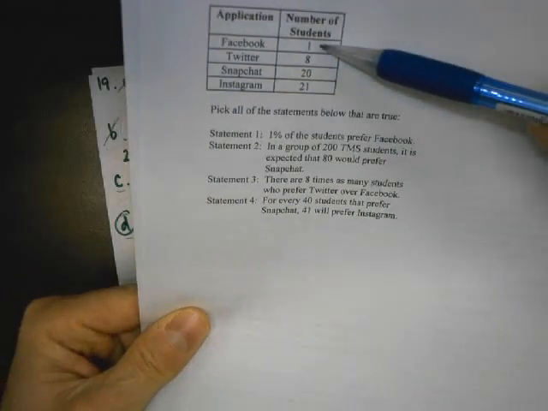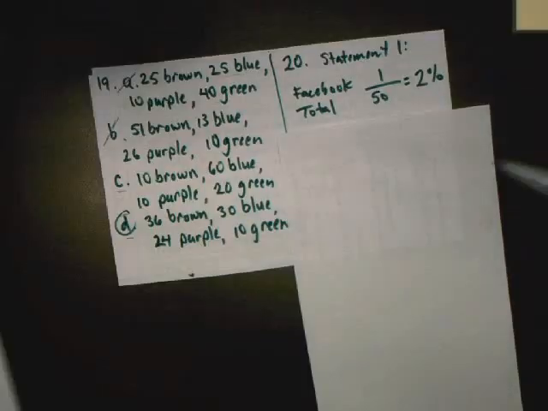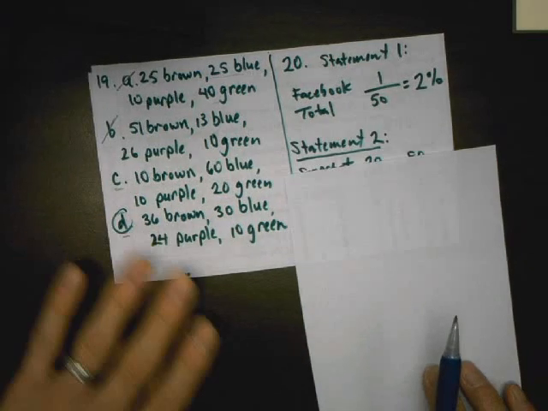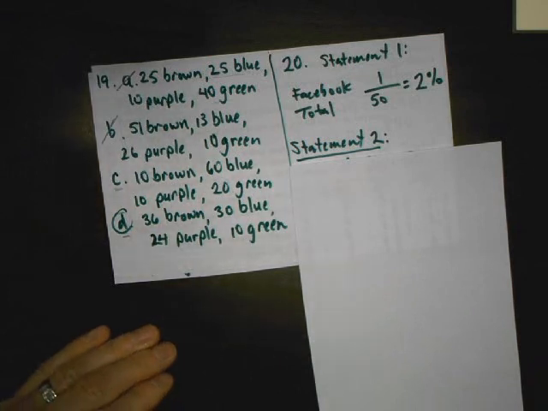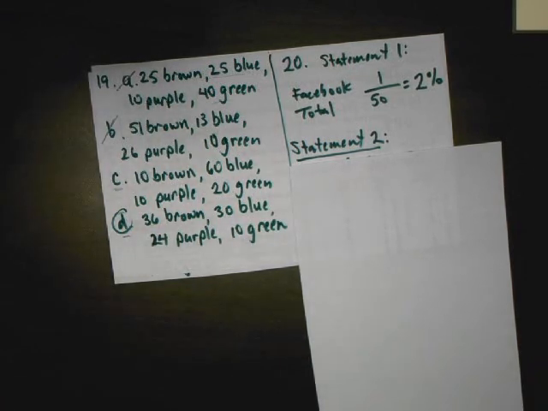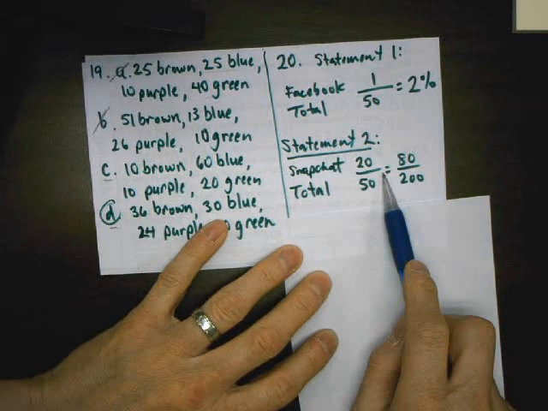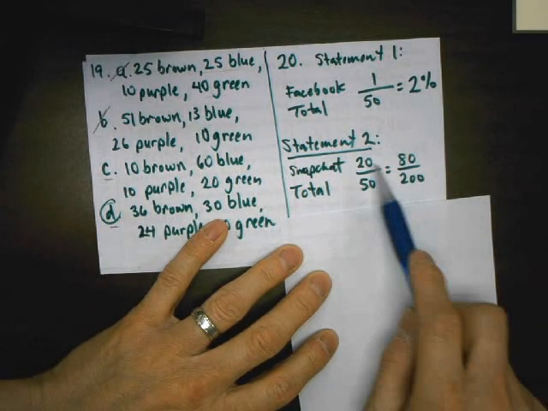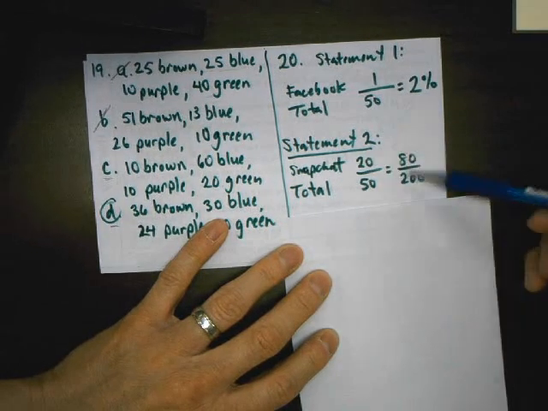Statement 2. It says out of 200 students, it's expected that 80 would prefer Snapchat. Well, according to the table, 20 out of 50 prefer Snapchat. So if 20 out of 50 prefer Snapchat, is it true that 80 out of 200 would prefer Snapchat? So in other words, is this proportional to this? So I write a proportion and check. I can cross multiply and see if I get the same thing. Or if you see this is 4 times bigger, this has to be exactly 4 times bigger as well. If it is, then that's a true statement. They are proportional, it's a true statement.